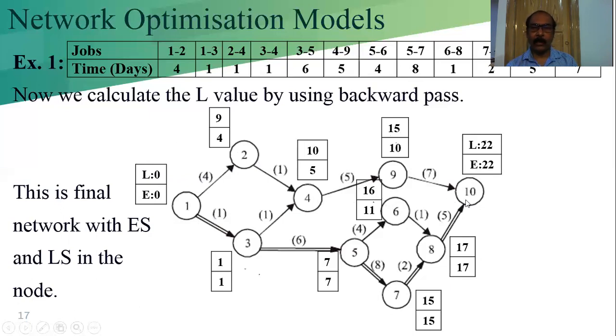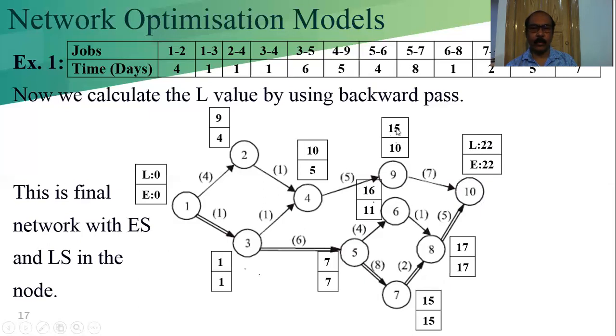So now our E and L value calculation is done. Now we check where, in the event, or we can call it the node, the L value and E value are the same. Here it is the same. If we take the difference L minus E, 22 minus 22 is 0. So this event is on the critical path.